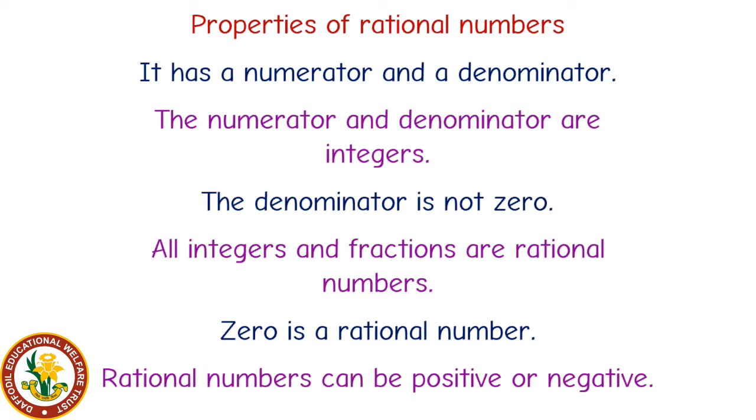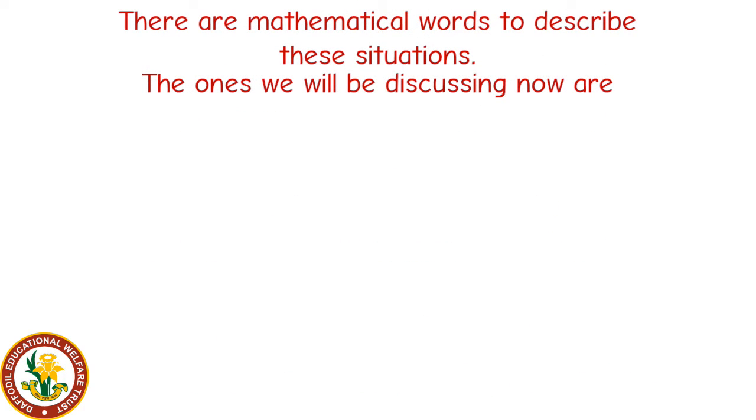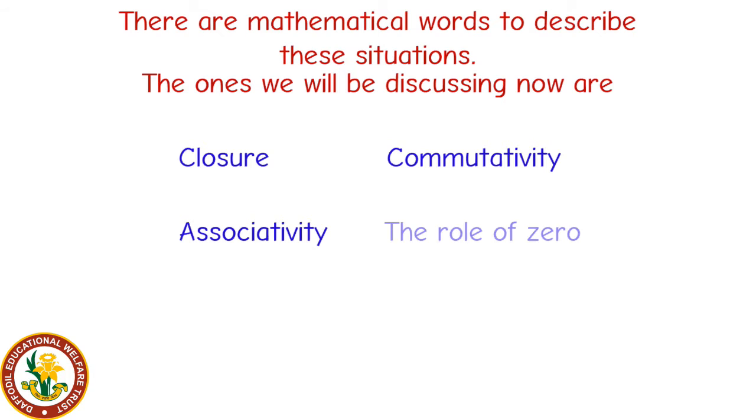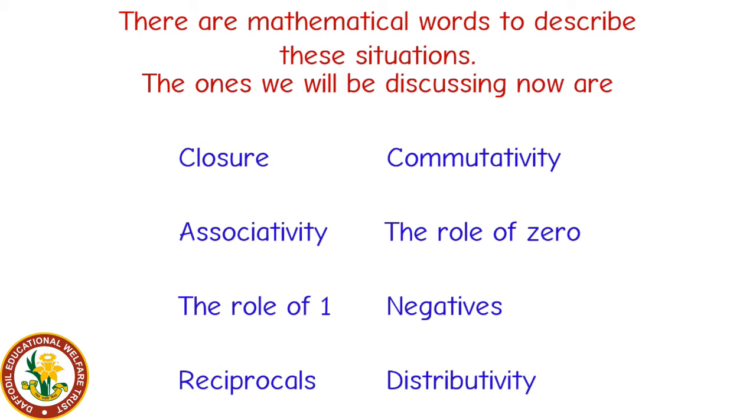We are now going to look at more properties of rational numbers. We are going to see how they behave in different situations. There are mathematical words to describe these situations. The ones we will be discussing now are closure, commutativity, associativity, the role of 0, the role of 1, negatives, reciprocals, and distributivity.